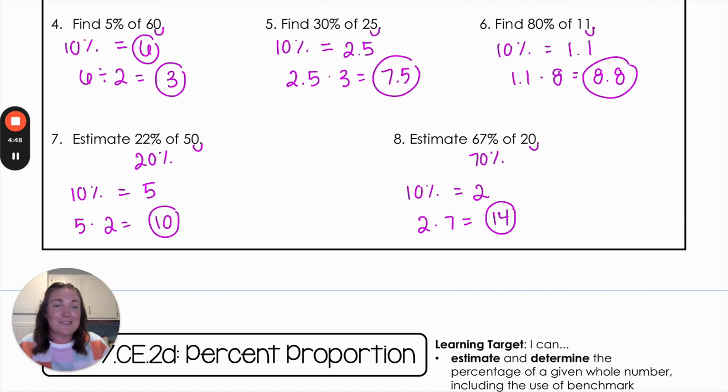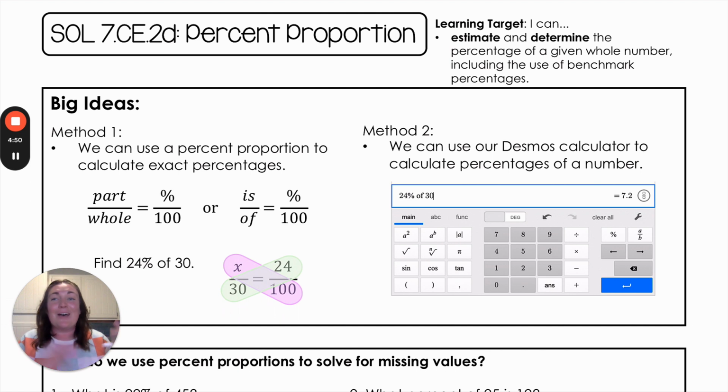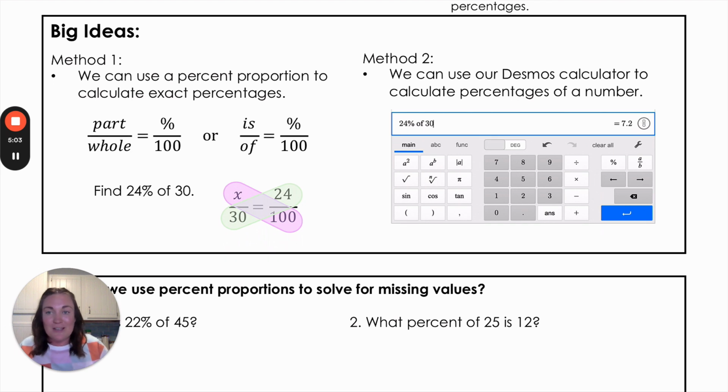So again, we're pretty close in our estimation. Okay, here is where our proportions come into play. So we have something called the percent proportion, and this is how we can solve for percents using proportions that we've already been practicing. So the percent proportion looks like this.